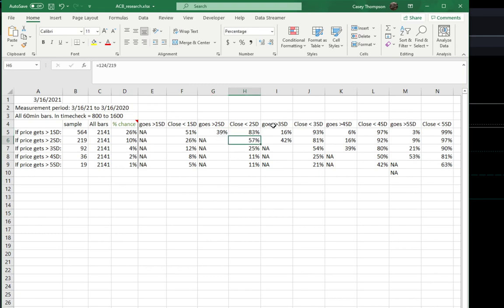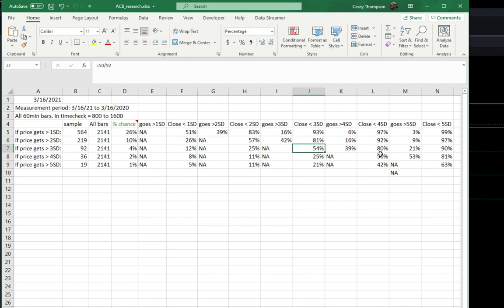Now, what happens if it goes three standard deviations? Well, if it goes greater than three standard deviations, there is a 50% chance that it'll close less than three standard deviations. So there is no edge. And once it crosses over one standard deviation, what are the odds it'll close underneath it? It's a 50% chance. If it goes above two standard deviations, what are the chances it'll close underneath two standard deviations? And it's about 50% every single time, okay?